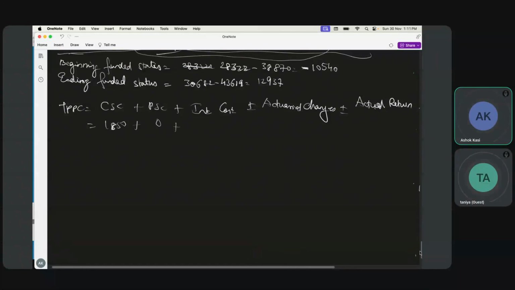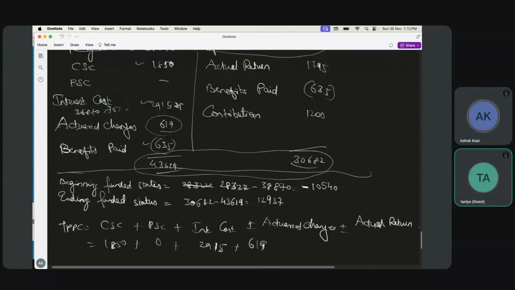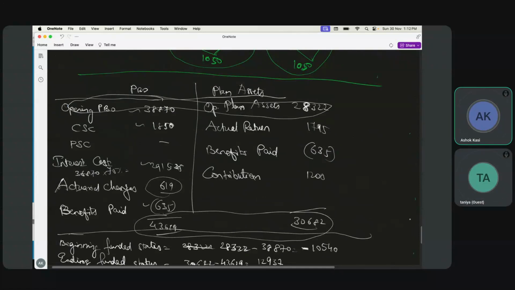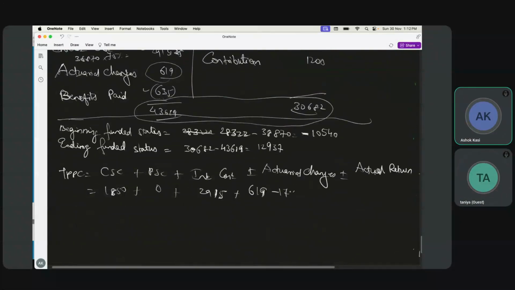Interest cost we found out, right? 2915. Then actuarial changes, that is 619 cost, so that will increase. It's a cost because the changes are increasing the obligation, right? The obligation is going up. Actual return is 1795. It is a positive number, so I will minus that. 1795. Calculate.